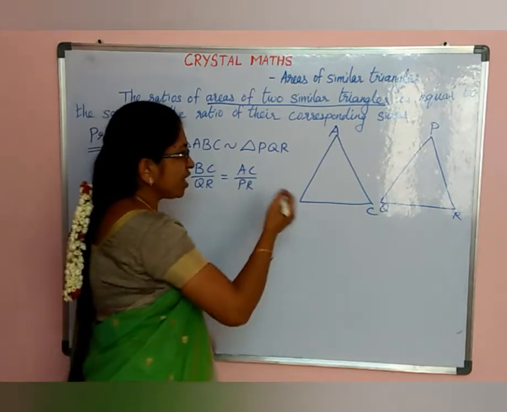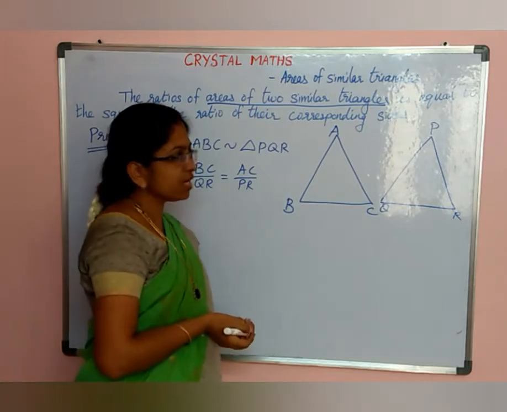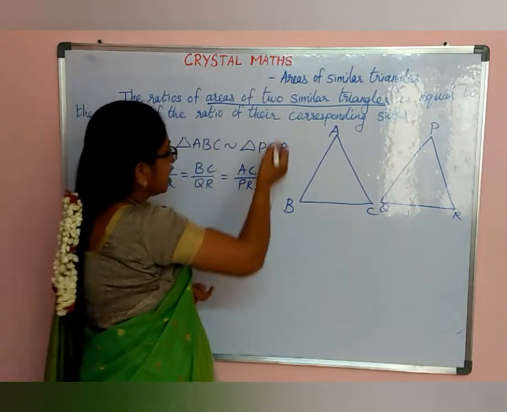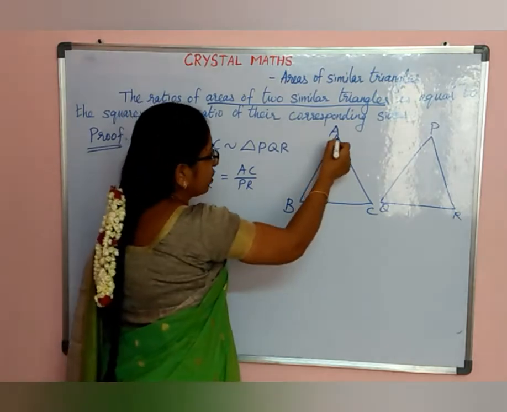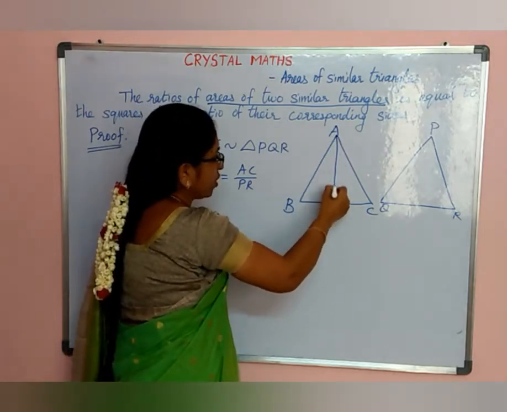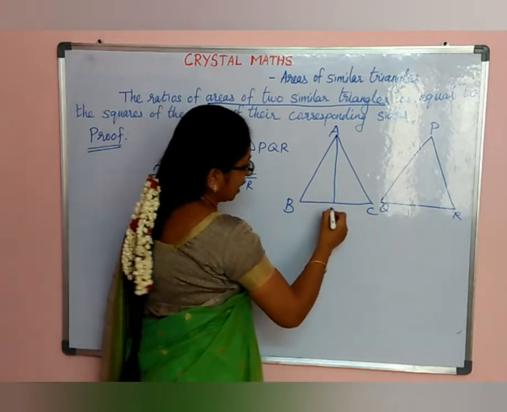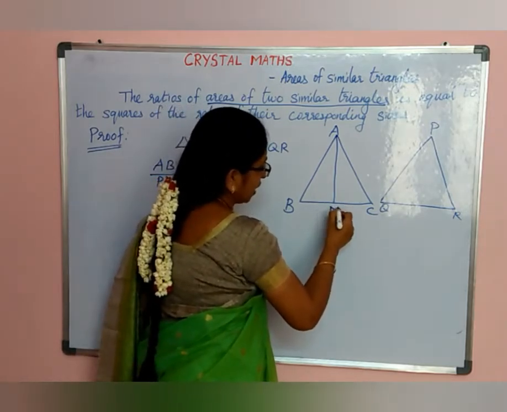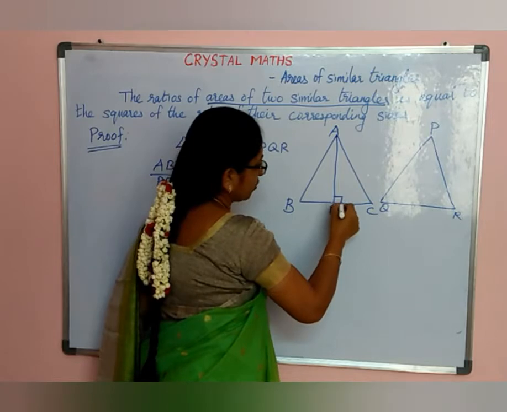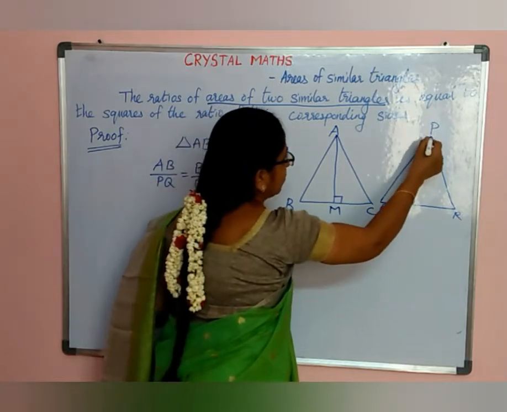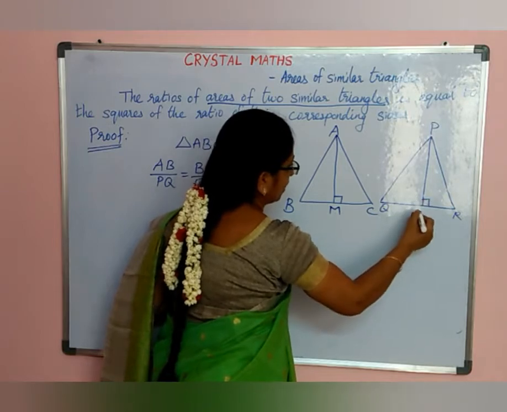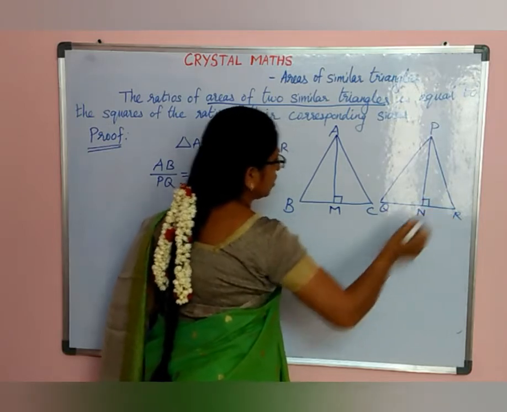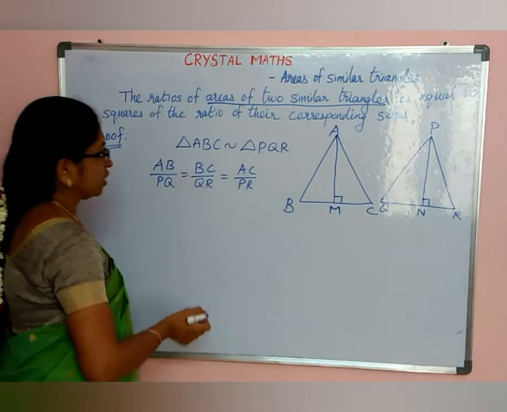Okay. Now we need to construct certain things because they are talking about areas, and we don't have enough things. So what we are going to do is construct a perpendicular. AM we can construct perpendicular to BC. In the same way, PN we can draw perpendicular to QR.